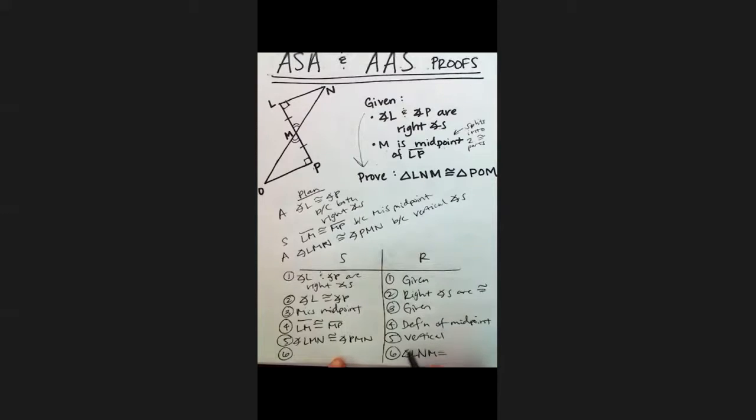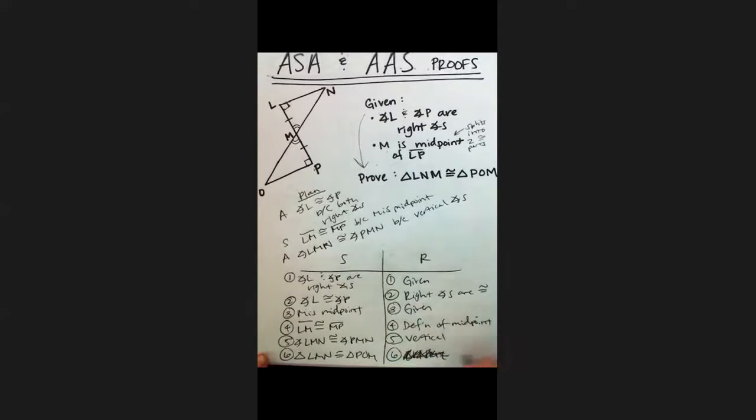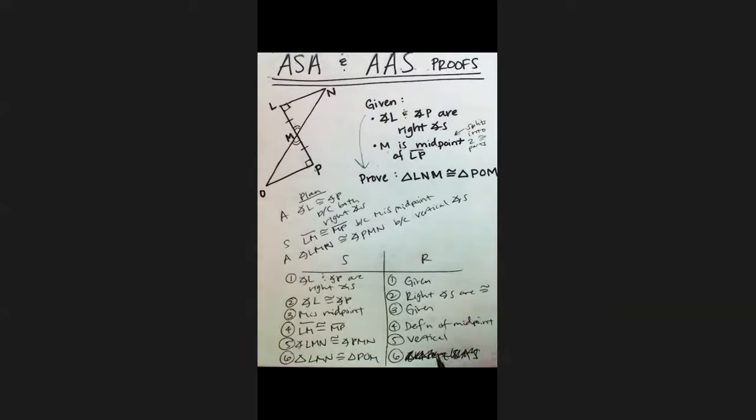Whoops, I wrote that backwards and I got excited. Triangle LMN is congruent to triangle POM because of side, nope, not side, angle side. What am I writing here? Angle side angle. Angle side angle.